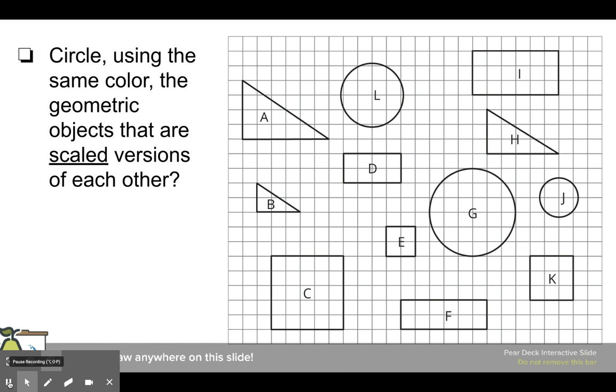Now that you've had a chance to copy it down in your journal, let's go ahead and put it in the chat. Which ones do you think are scaled copies of each other? We'll pause the video again here so you have some time to go ahead and put it in the chat.